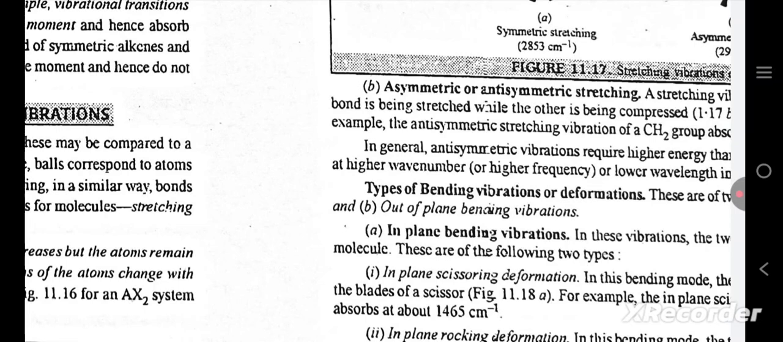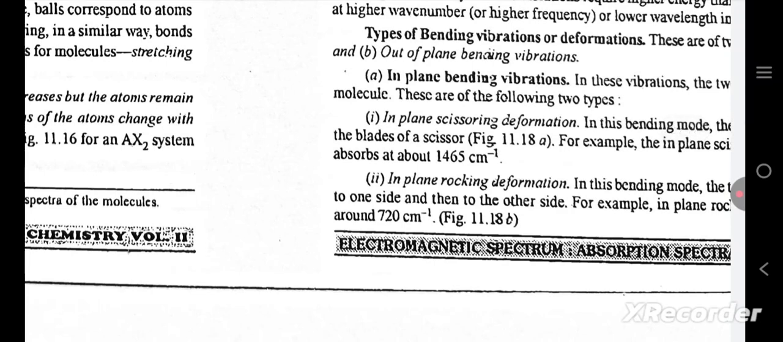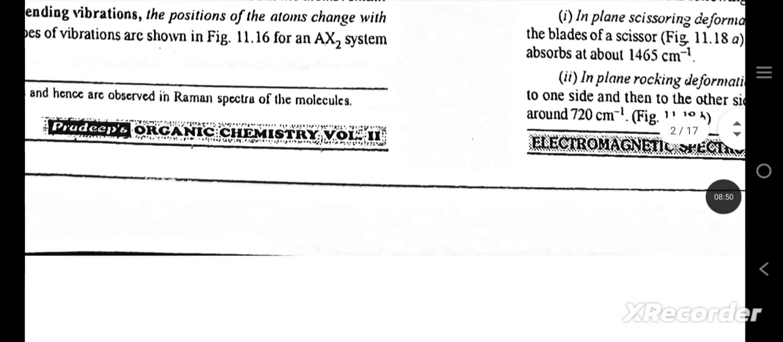Types of bending vibrations or deformation. These are of two types: out of plane bending vibrations and in plane bending vibrations. In plane bending vibrations are of the following two types. In plane scissoring deformation: in this bending mode, the two atoms move toward and away from each other like the blades of a scissor. A CH2 group absorbs at about 1465 centimeter inverse. In plane rocking deformation: in this bending mode, both atoms move in the same direction, one side and then the other side. In plane rocking absorbs around 720 centimeter inverse.